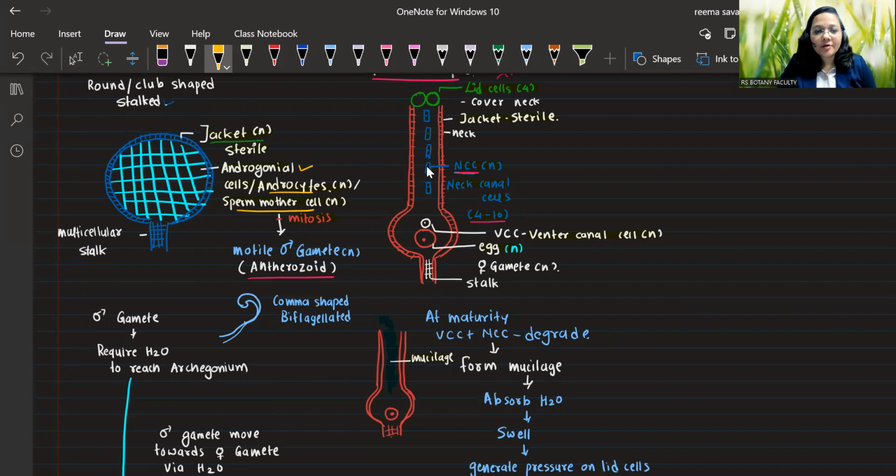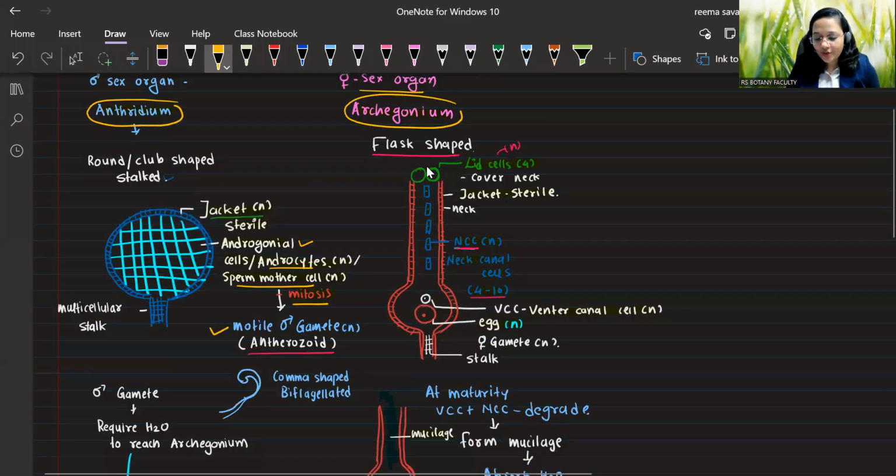So all the structures of the antheridium and archegonium will be haploid. This androcyte, or sperm mother cell, or androgonial cell, will be haploid, and by mitosis they will form a motile male gamete. What is this motile male gamete known as? Antherozoid. This gamete is comma-shaped and biflagellated, as we already learned.